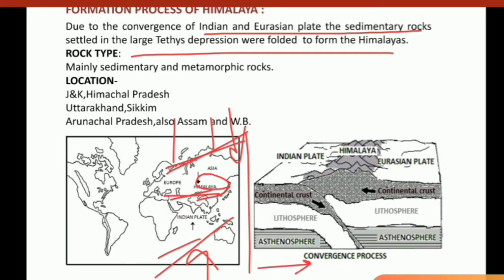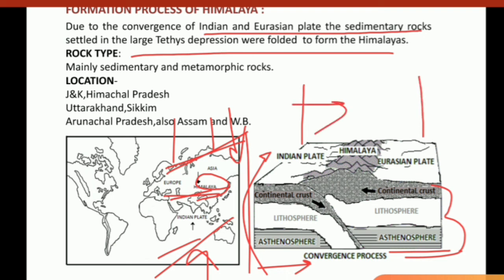Here we have the asthenosphere. Over this asthenosphere we have the lithosphere and crust. And here we have the floating plates. We already discussed all these things. Now we have the Indian plate and the Eurasian plate. When these two plates converge and move towards each other, then this kind of folded mountain like the Himalayas is formed.